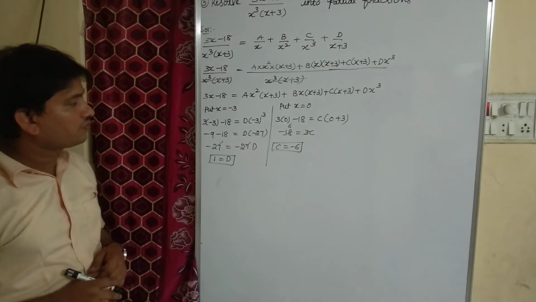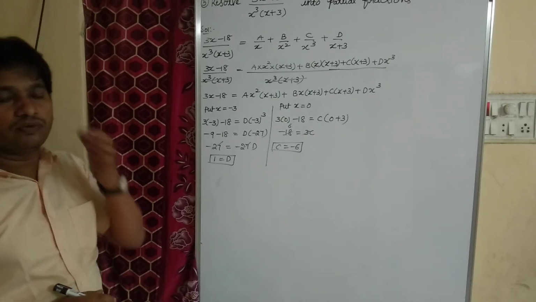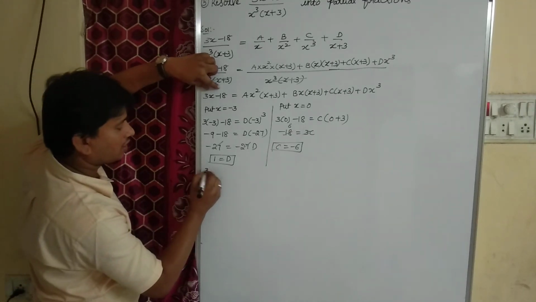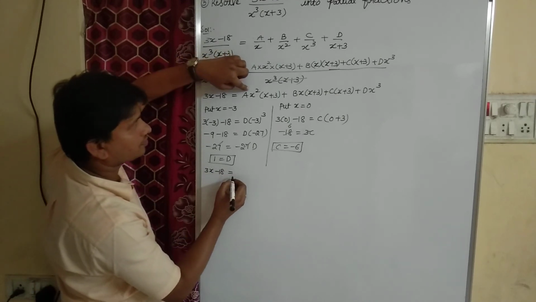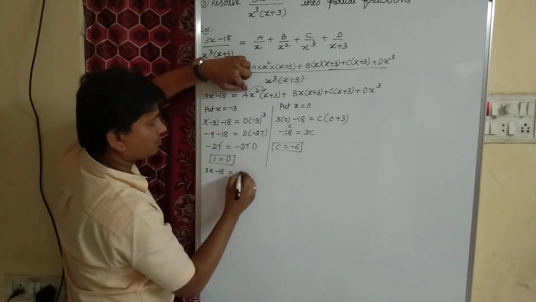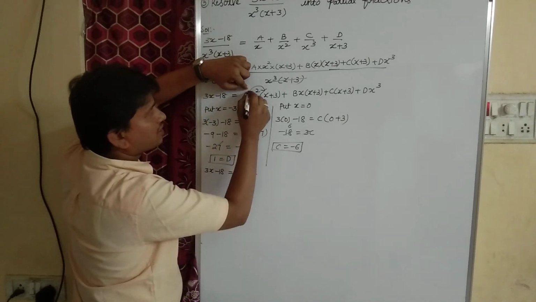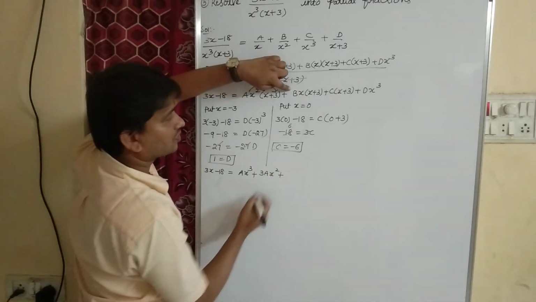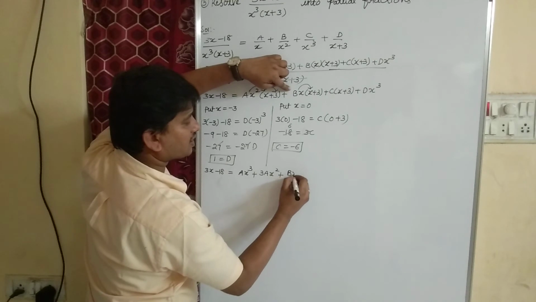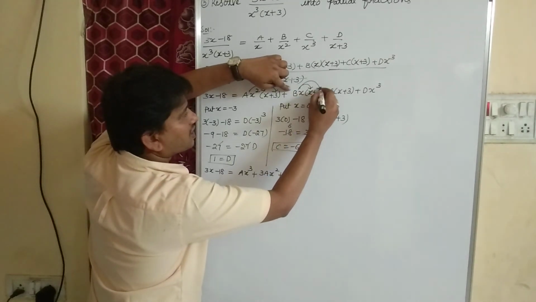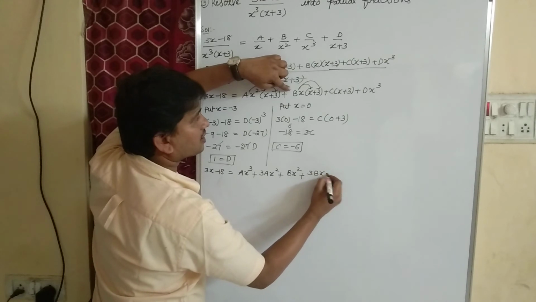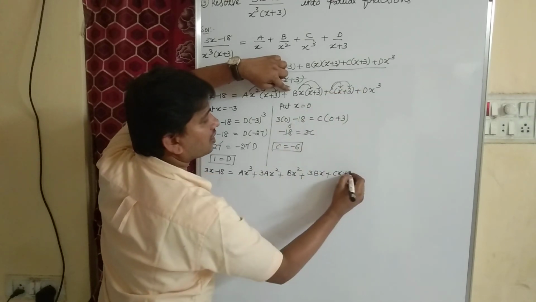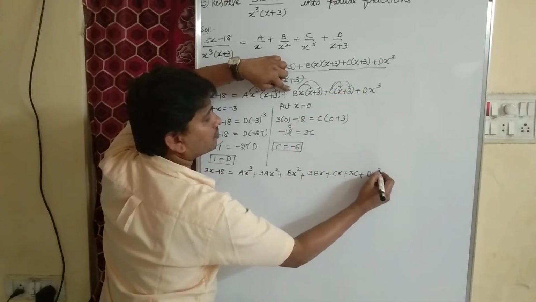Okay, but it is not possible to find the values of a and b this way. Then we need to equate the coefficients, right? So let us find, children, listen carefully. 3x minus 18 equals a x cube plus 3a x square. Next term, b x into x, b x square, b x into 3, 3bx, c into x, cx, c into 3, 3c, plus d x cube.